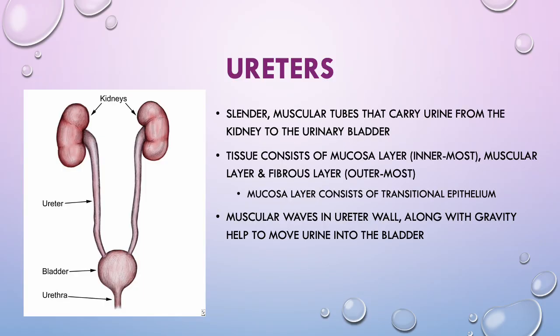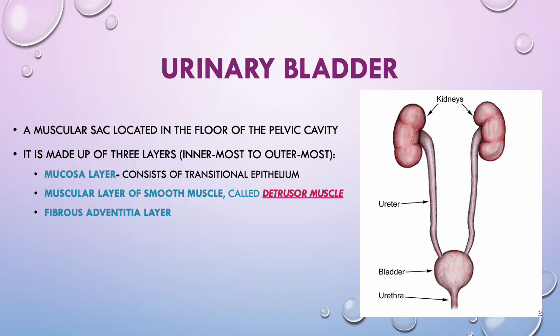All right, the ureters are slender muscular tubes that carry urine from the kidneys to the bladder, okay? They have an inner mucosa, a muscular layer, and a fibrous layer. Sounds familiar? We've seen it many times with other stuff, okay? Mucosal layer consists of what? Transitional epithelium, and you guys will see this very specifically always in the urinary tract, okay? The muscular waves of the ureters and the gravity is what is going to move the urine into the bladder, okay?